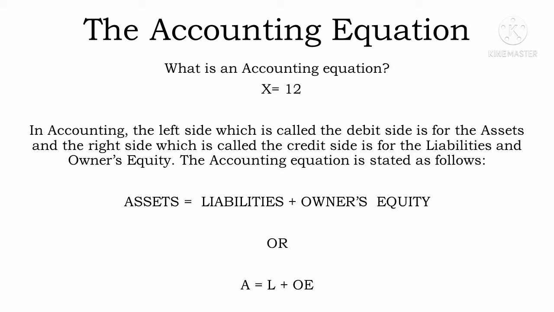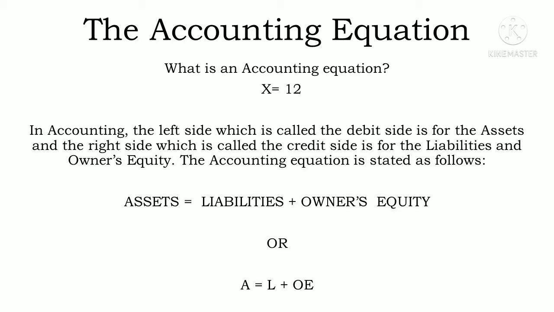The left side, which is called the debit side, is for the assets, and the right side, which is called the credit side, is for the liabilities and owner's equity. The accounting equation is stated as follows: assets equals liabilities plus owner's equity, or A = L + OE. I would want you to understand that this accounting equation will be your very foundation in accounting.